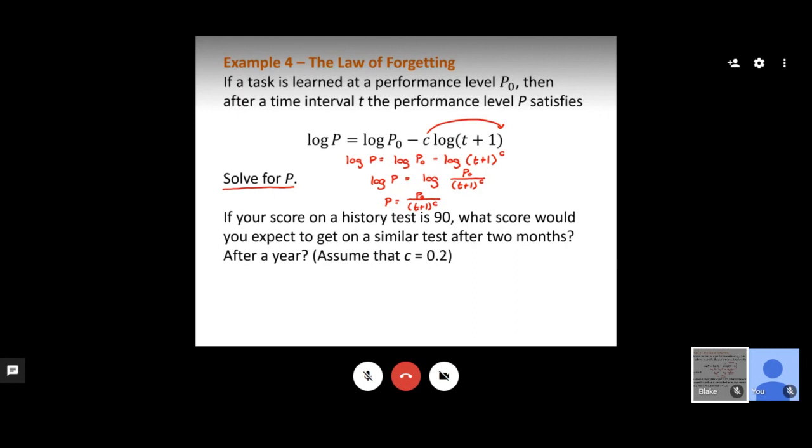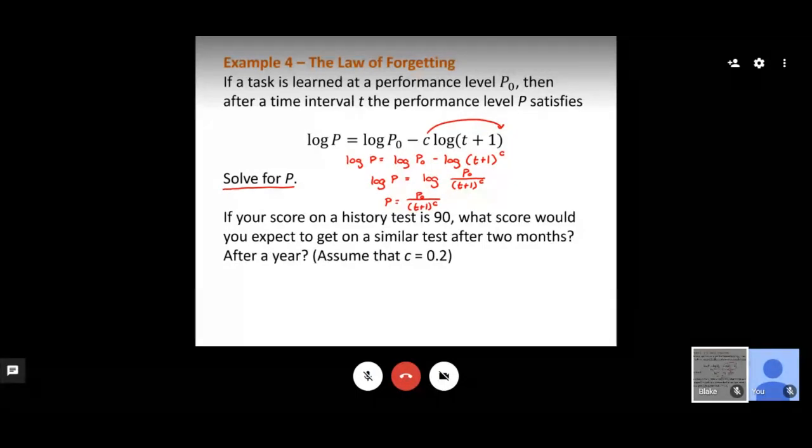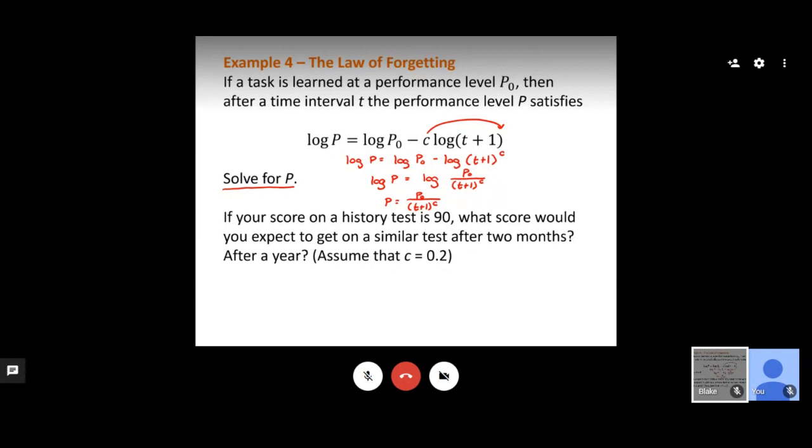All right, so that's the first part, right? We solve for P. Now let's look at the question. It says, if your score on a history test is 90, what score would you expect to get on a similar test after 2 months? And then we'll do after a year. So we'll do 2 months first. And we're assuming here that our C value is 0.2, right? So they're giving us that constant in terms of how much we're going to forget, basically, after 2 months.